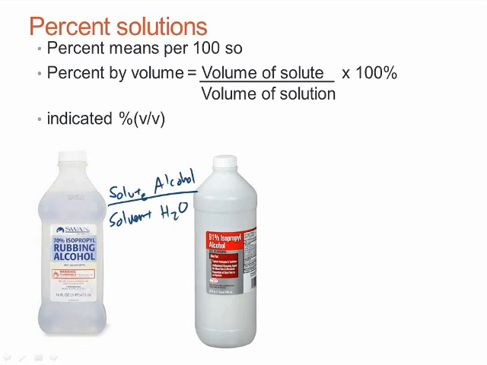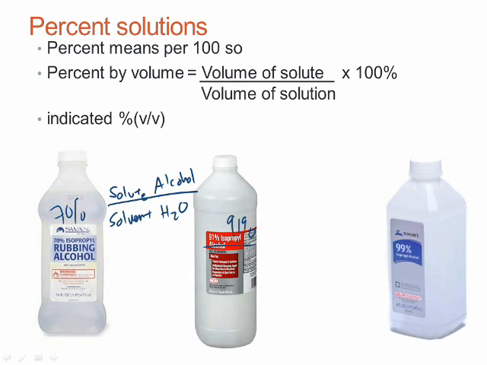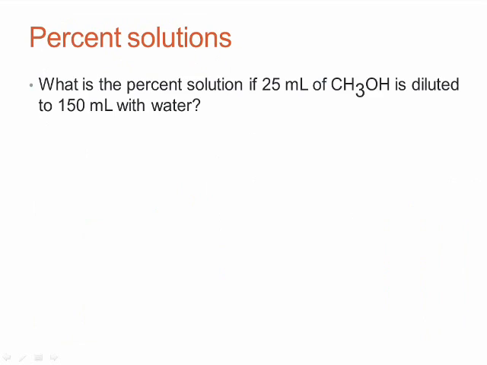So this would be 91% alcohol, of course. This would be 70% alcohol. And then this one is 99% alcohol and the rest water. So that's a high volume right there. Let's just do some calculations here.